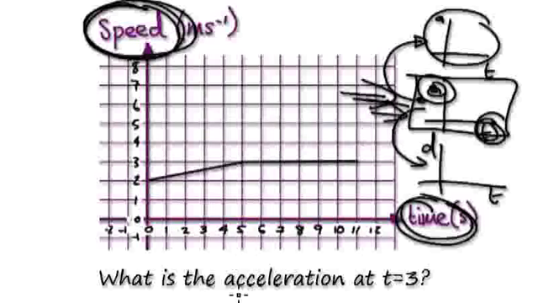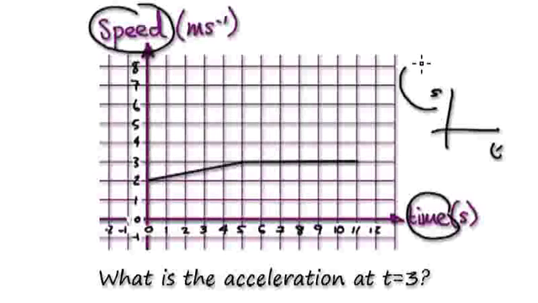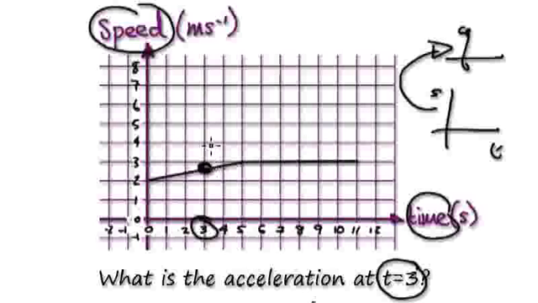So I've given you the middle one. Now you want to know the acceleration. If you want to know the acceleration, then you've got to look at the gradient. So the gradient of the speed time graph represents the acceleration. Here you want to know the acceleration at time equals 3. So time equals 3, it's right here. What is the gradient at this point here?